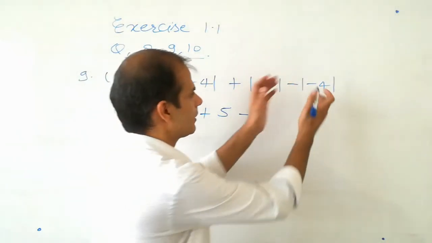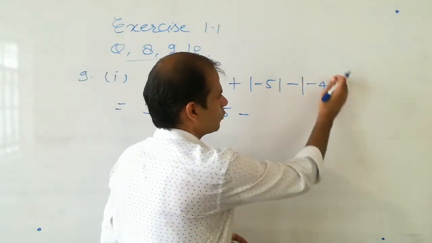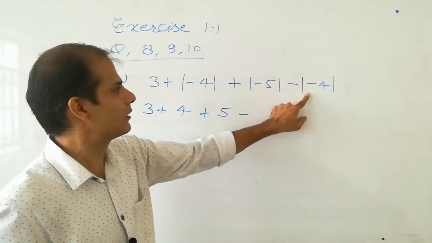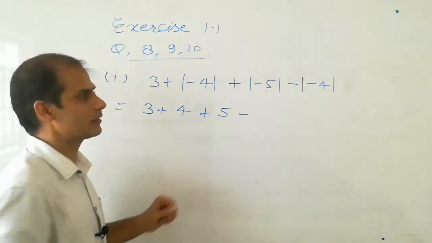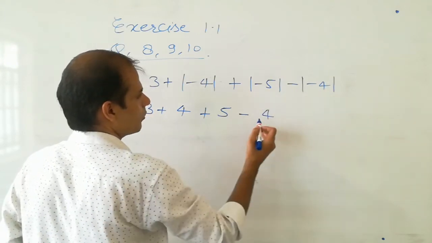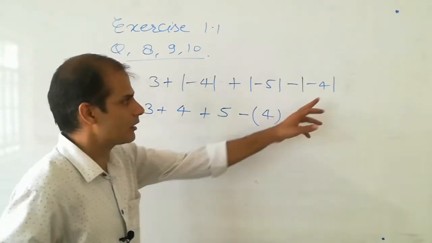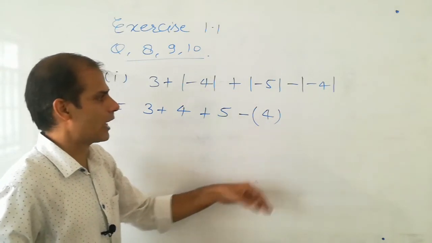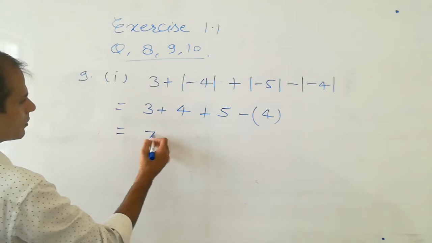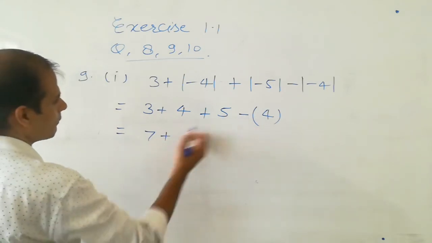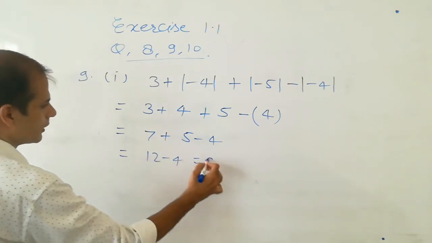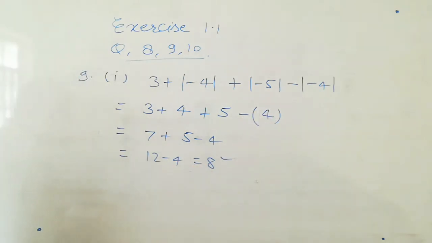देखो ये mod operator के अंदर जो भी साइन है उसको चेंज करना है, आउटसाइड में जो भी साइन है उसको हमें चेंज नहीं करना. So this minus will be as it is and this minus 4 becomes plus 4. Okay, you can write in this way, minus 4 becomes plus 4 and the brackets are not important here. So 3 plus 4, 7 and plus this is 5 minus 4, it is 12 minus 4, that is 8.